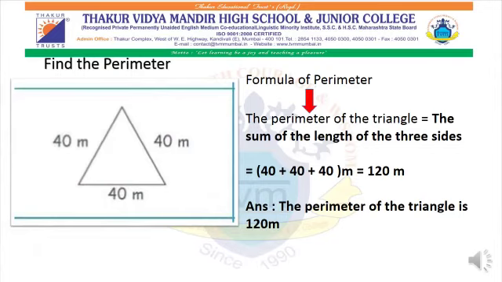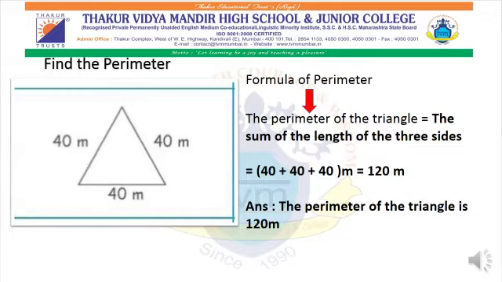Students, see this diagram. Find the perimeter. Here triangle figure is given and the length of each side of the triangle is 40 meter. So first we have to find out the formula of the perimeter. The formula of the perimeter is the perimeter of the triangle. Here if the triangle figure is given, you can write triangle, or you can change the name according to the figure given. For example, rectangle, square, or if you don't know the shape of the figure, you can write only figure, the perimeter of the figure. The sum of the length of all the three sides.